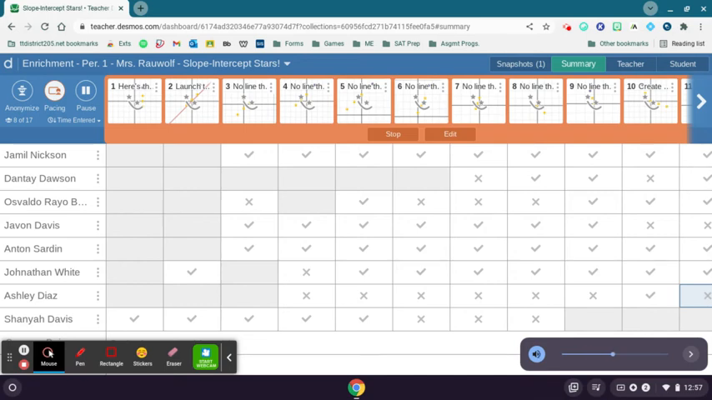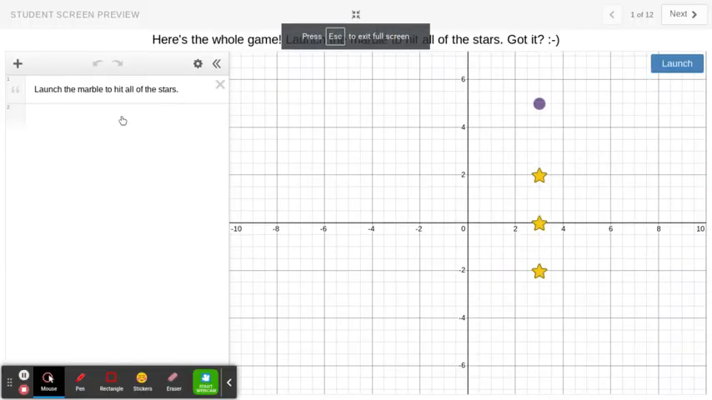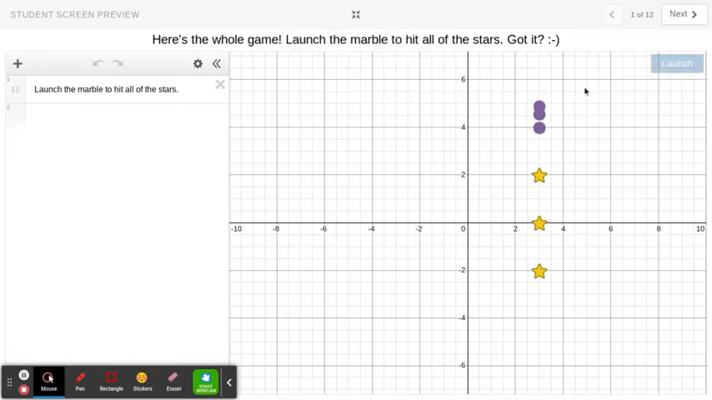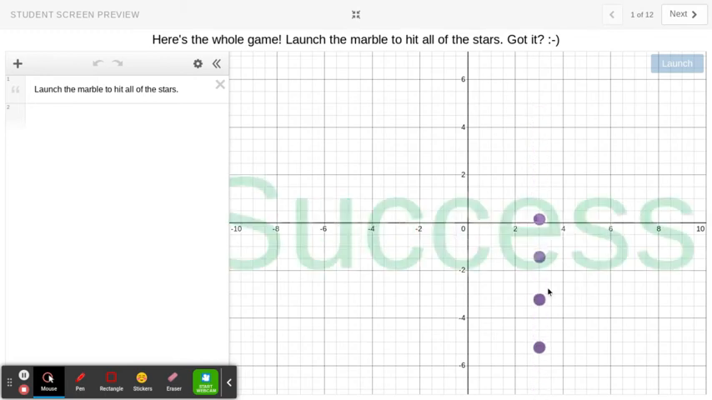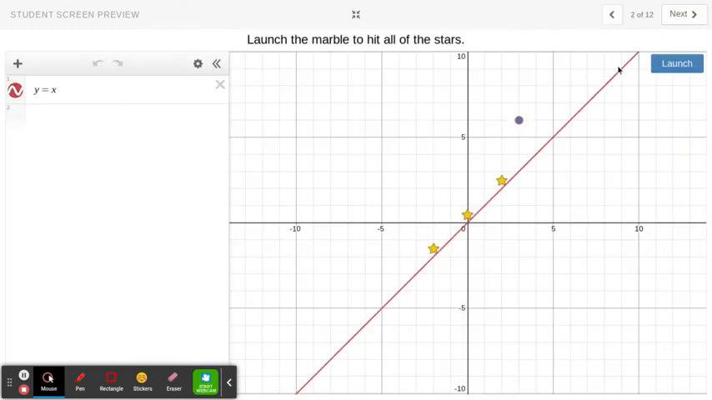All right. So here is the assignment. When you log in, it should look like this, the first one. In the first slide, pretty much what it's showing you is that when you hit the launch button, these marbles should collect all of your stars. When you go to slide 2, see how there's now a red line here, and that red line is the equation y equals x. Now when I hit the launch button, my marbles go along the line I created to collect the stars.